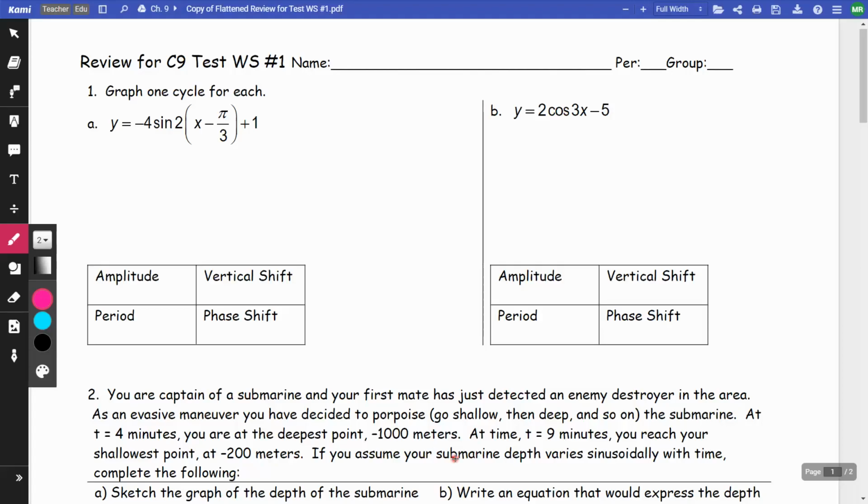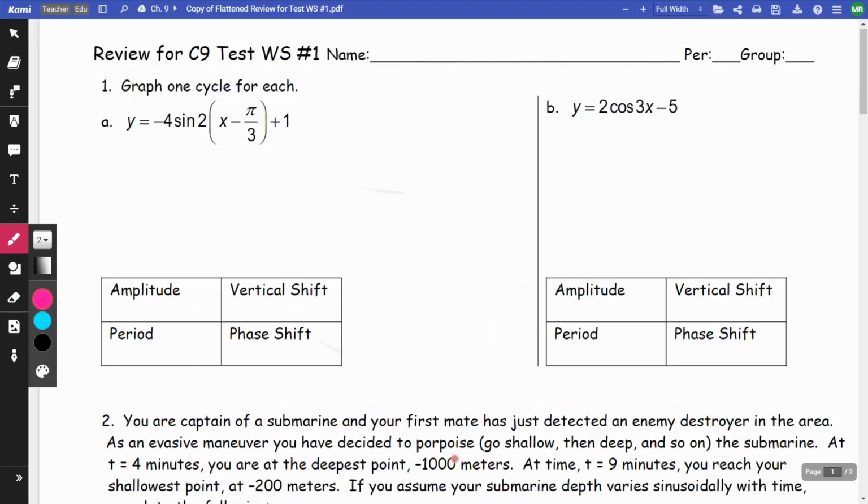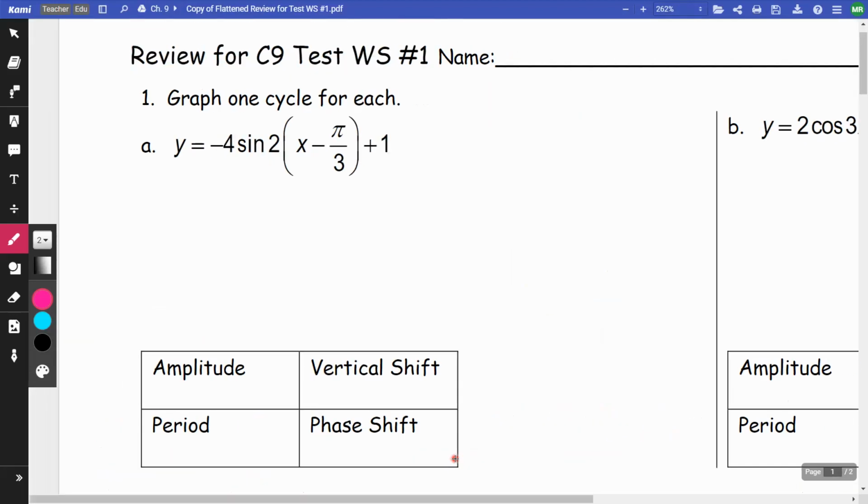So this is Integrated 3 review for the Chapter 9 test, worksheet number 1. On this first one, we're going to be looking at graphing this, but first let's find all the pieces. So the A is our amplitude. Okay, it's going to be a 4. Take the absolute value of it. Our vertical shift is this +1, so that means it's going to go up 1.